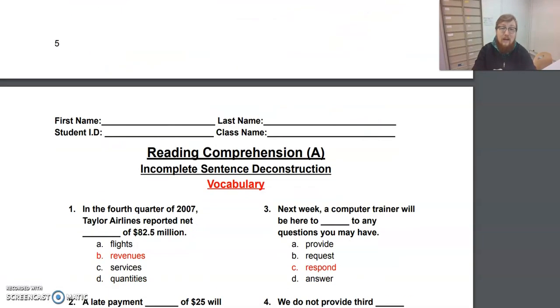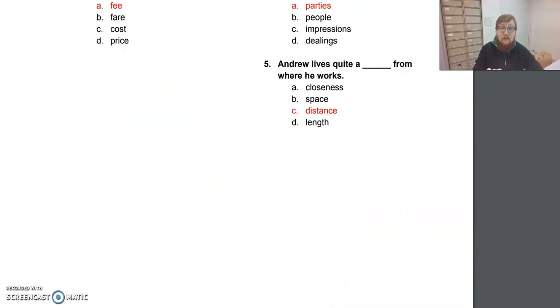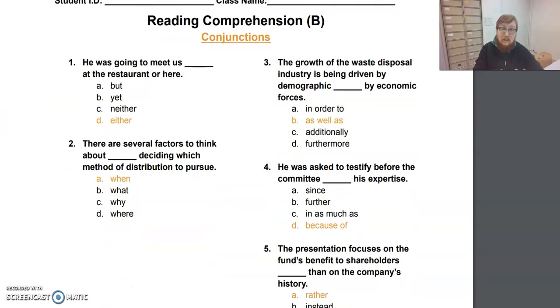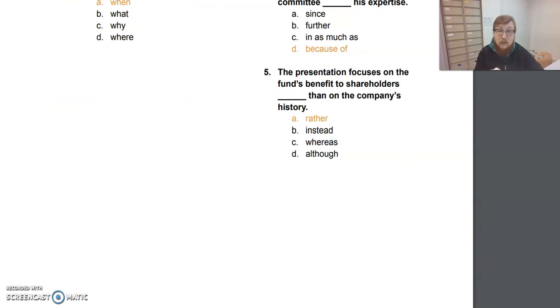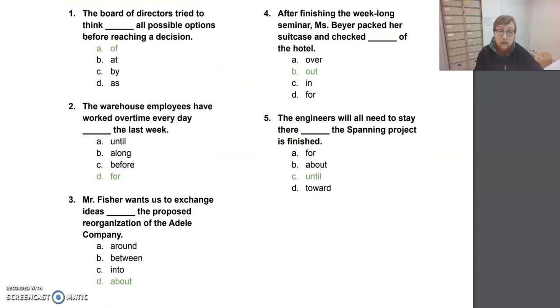After that, we just have the answer sheets. So students can quiz themselves and check their own answers. And if they're being honest with themselves, they'll be able to identify what specifically they need to study for the sentence completion questions that they'll see on the TOEIC exam.